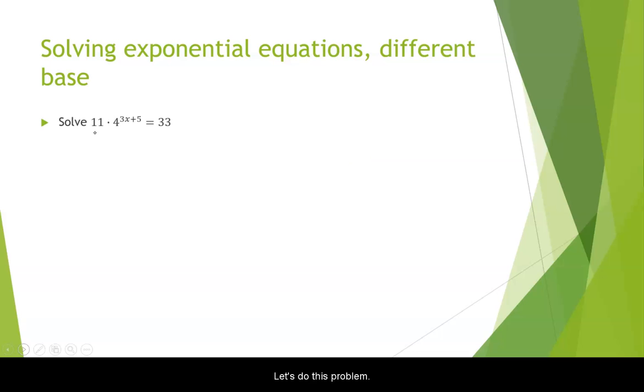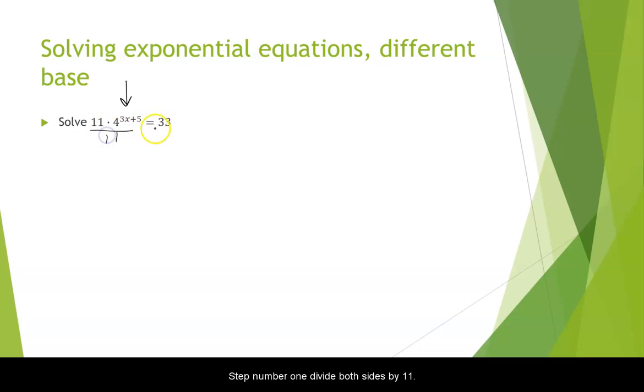Now let's do this problem. This is a little more complicated than the first one because we have a number that's multiplied to the exponential term. Since it's multiplied in, the first thing I want to do is divide it out. The reason I want to do this is to isolate this exponential term. That's the only way that I can use that property of logs and bring the exponent down in front.